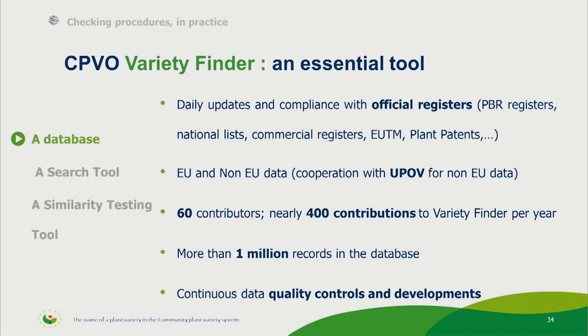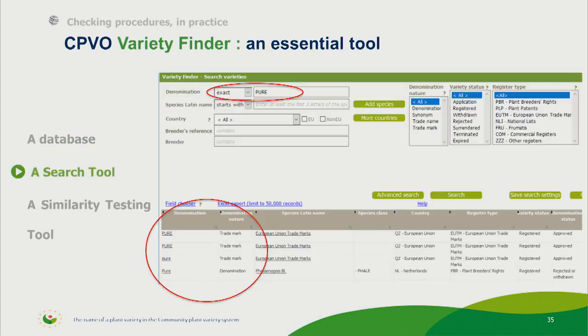This database is updated daily and contains data from official registers like plant breeders' rights registers, national lists, but also commercial registers, EU trademarks and plant patent registers from EU member states and EUIPO countries. Each year, the CPVO receives nearly 400 contributions from 60 contributors. The database contains more than 1 million records, and the CPVO puts great effort in the quality check of the data and in the development of Variety Finder. The users of the Variety Finder make great use of the search tool, which allows general searches on the content of the database in a very simple way, using a certain number of criteria.